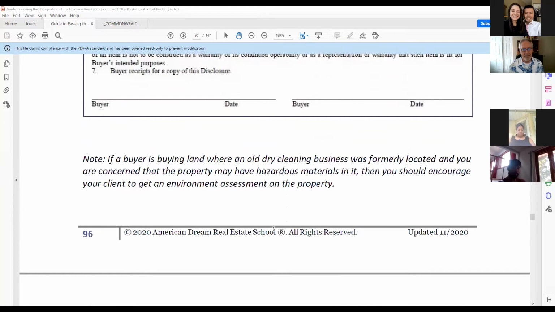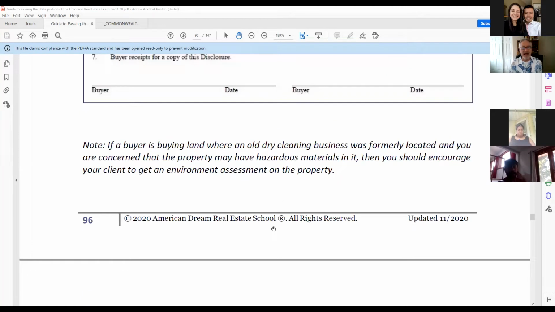Okay. Now, if a buyer's buying land, here's something I'm saying, and an old dry cleaning business was formerly located there and you are concerned the property may have hazardous materials in it, then you should encourage your client to get an environmental assessment on the property. It's something we cover in the last chapter of the National, environmental issues. You can see there's overlap going on.